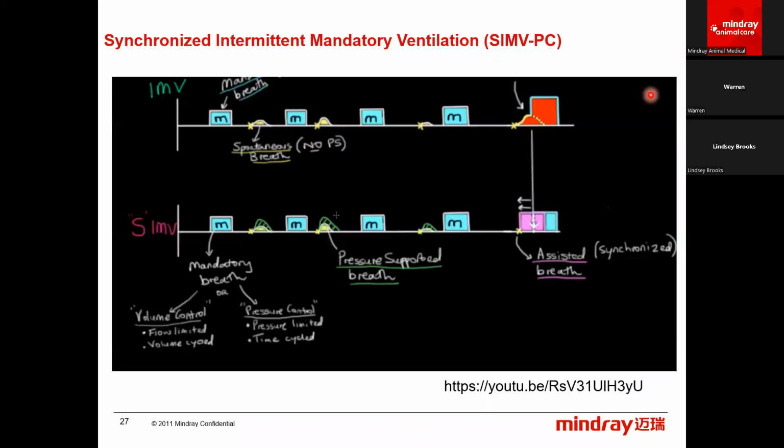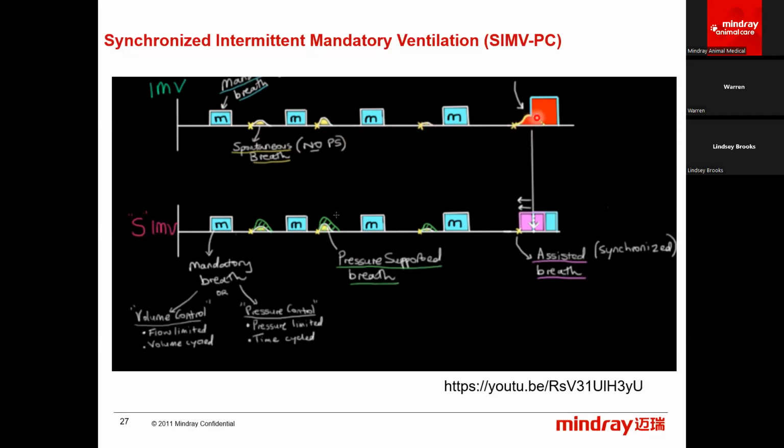I hope that makes sense, because I have another visual from a YouTube video that I found very helpful. And once I saw this illustration, I was like, oh, this makes sense now. So here we're talking about pressure supported breaths, but it's the same with volume supported breaths or volume control. So that's where the SIMV PC versus SIMV VC comes in. So we have our mandatory breaths like usual. And you can see where our spontaneous breaths are in the middle. They're not being supported. The patient is fighting against the ventilator.